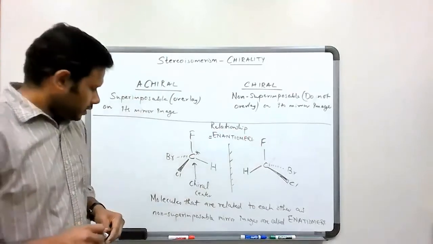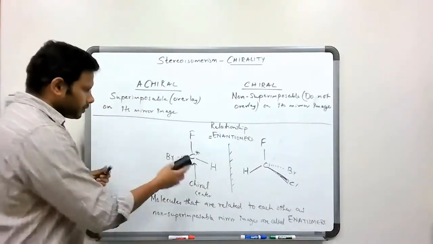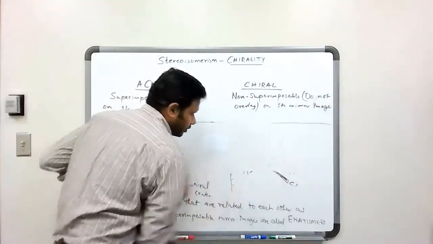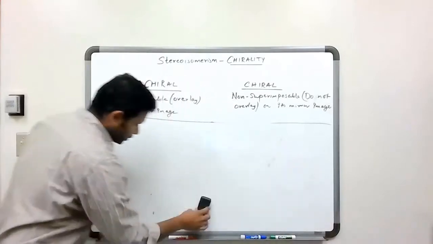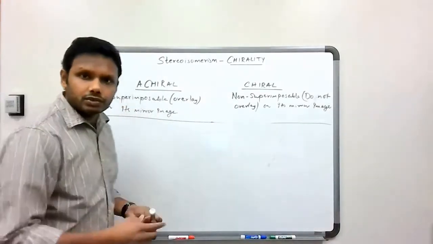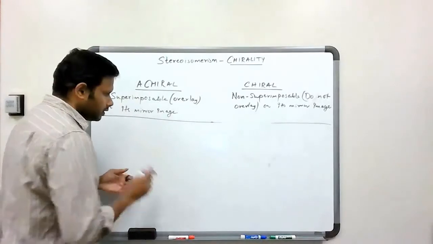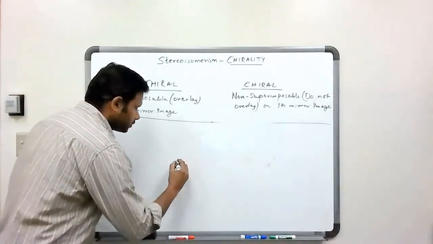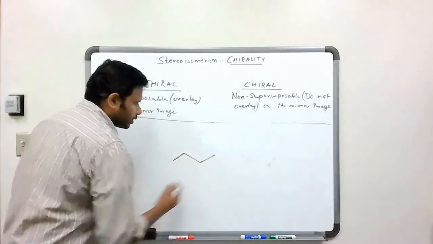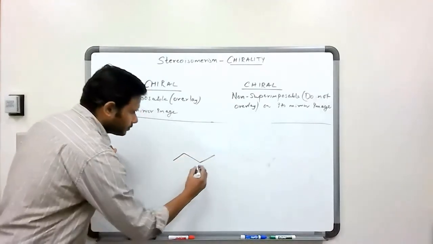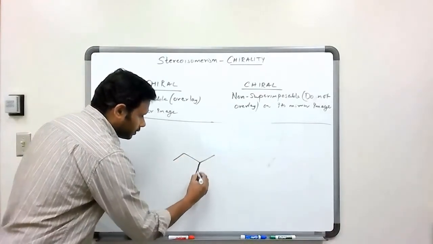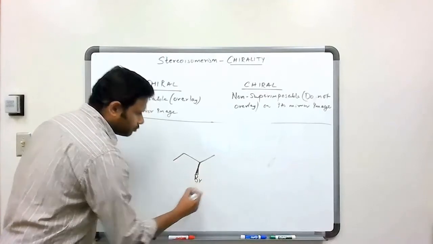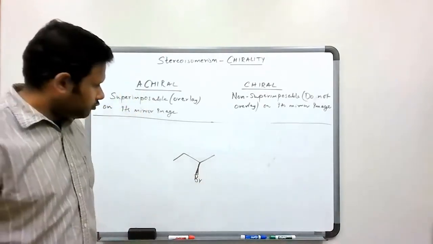Now, that's just one example. Let me draw another example of a molecule that could be chiral, and we'll draw it in bond line structure so that we can again see if we have a chiral center, and you know how to identify a chiral center. So let's say we have a molecule like that, and there is a bromine here, let's say on a wedge.